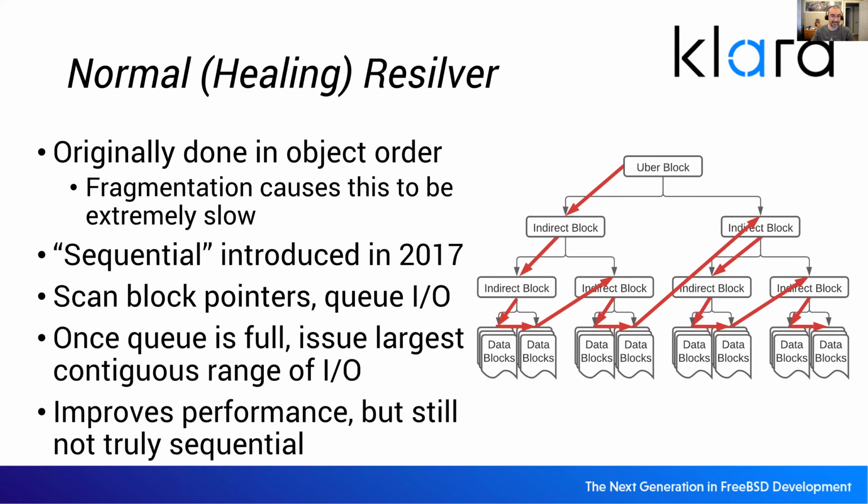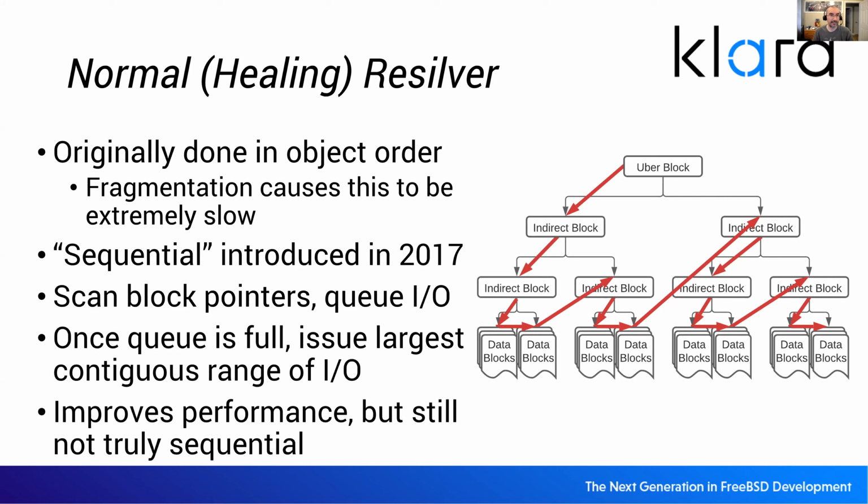And it would keep scanning like this until that list was full. Then it would take the largest contiguous chunk in that list and actually issue it and actually do that bit of resilvering. Then it would go back to scanning until the list was full again. And by doing this, instead of doing it in the order of the objects in ZFS's hierarchy, it would try to find big contiguous chunks to do, and that would make it quite a bit faster, sometimes as much as 15 times faster than the previous to 2017 version of resilver. But it still wasn't truly sequential. We were just batching to try to improve things.